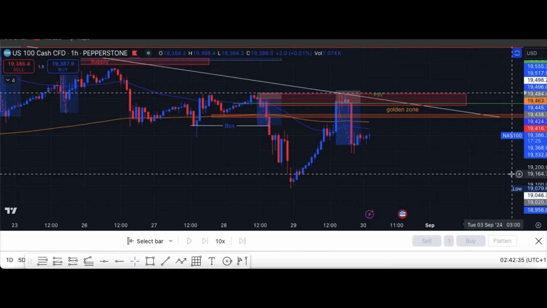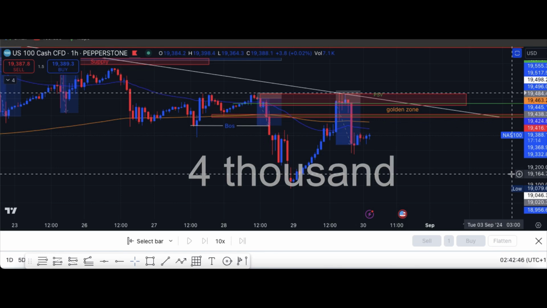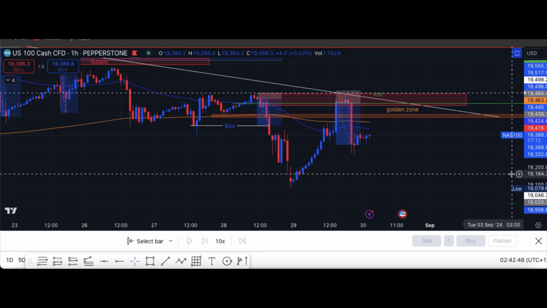Guys, today I'm trying to go over this trade that I took today on Nas100. This trade made me $8,000 to pass my 100K account in one trade.